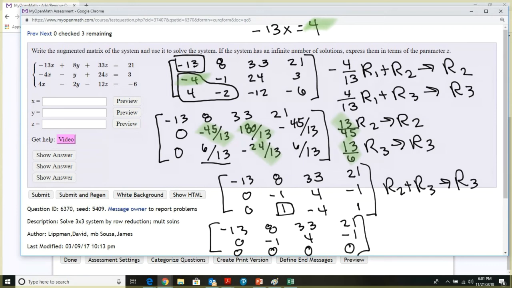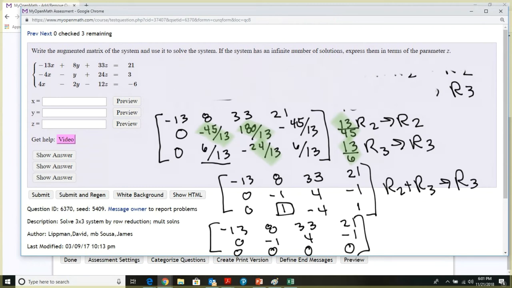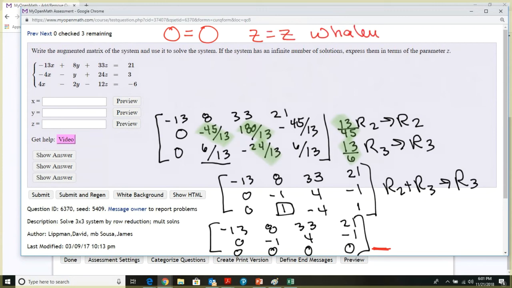All right, so now when we go and convert this back over to solve, notice that last equation, which is what we're going to start with, just says 0 equals 0. So from the last equation down here, we get 0 equals 0. What this means is that z is equal to, well, z, whatever it wants to be. Whatever it wants.